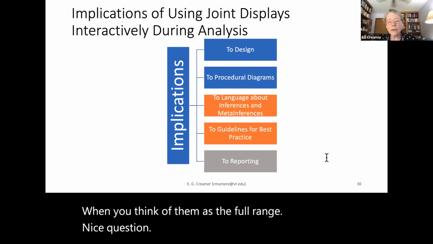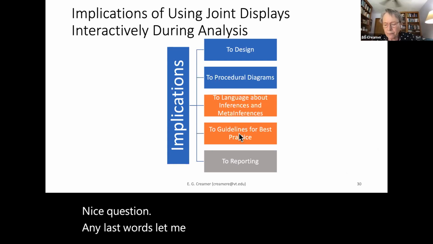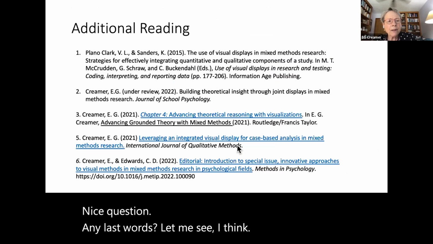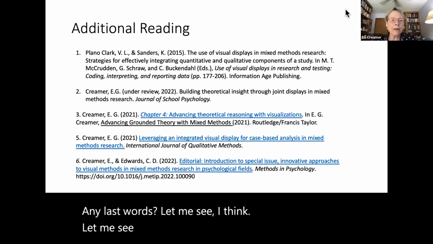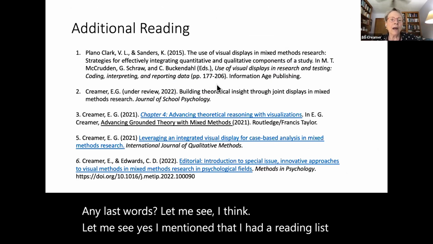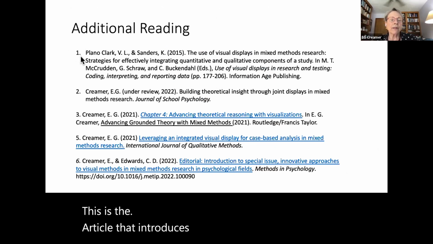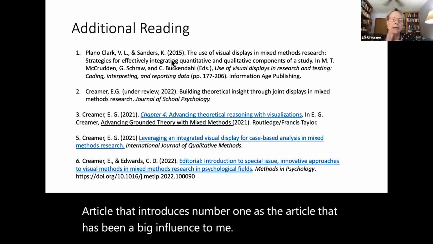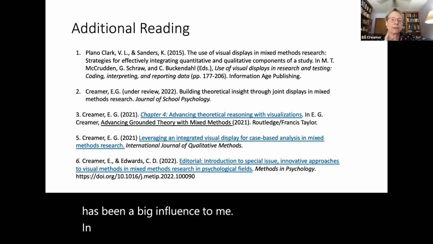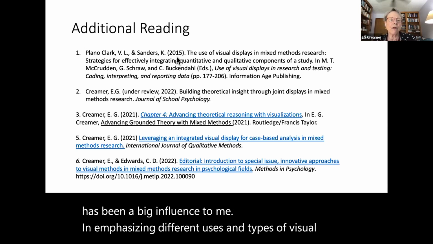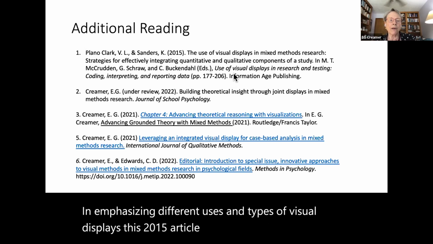Any last words? Let me see. Yes, I mentioned that I had a reading list. Number one is the article that has been a big influence on me in emphasizing different uses and types of visual displays. This 2015 article by Plano Clark.